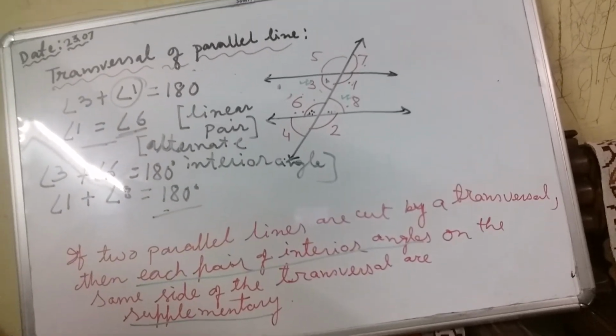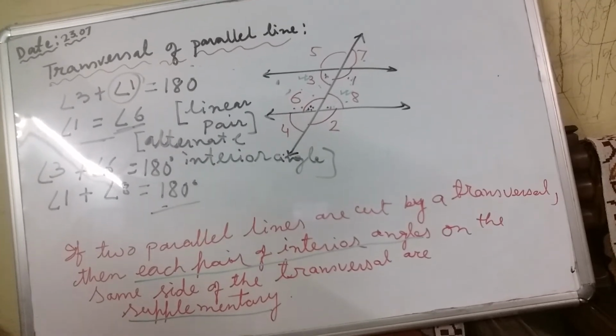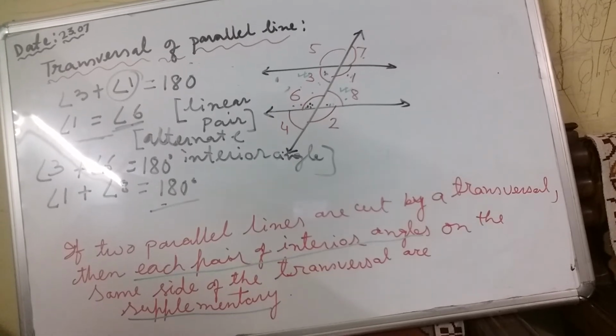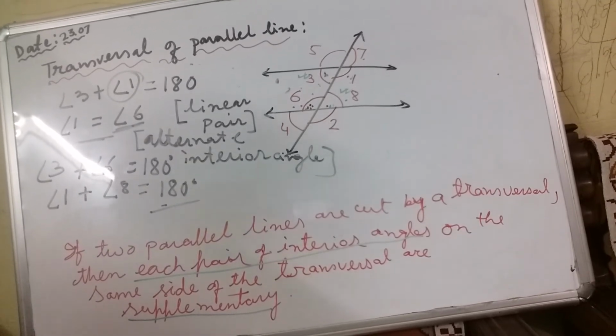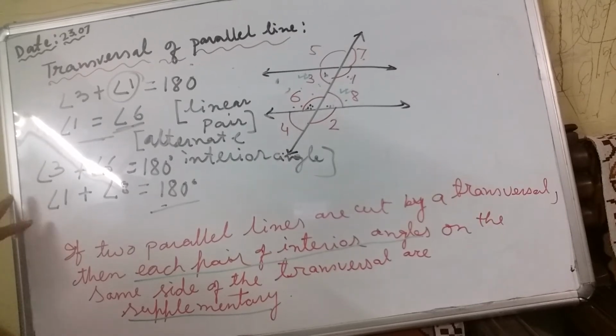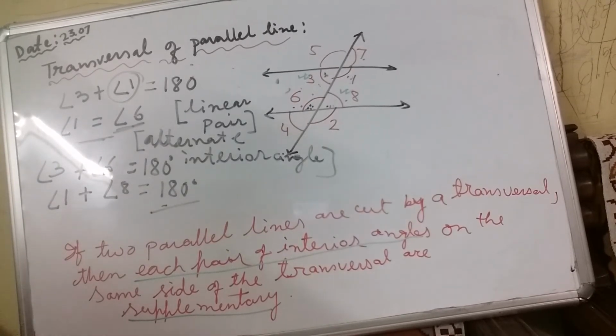Now a question may come to your mind: why are so many angles formed by a transversal of parallel lines equal? This can be proved by a mathematical expression that we will study in class 9 using a complex theorem, not now.